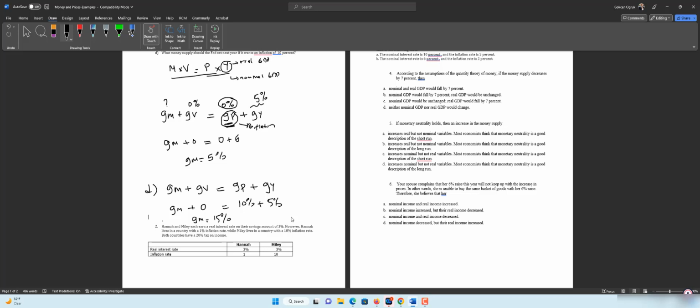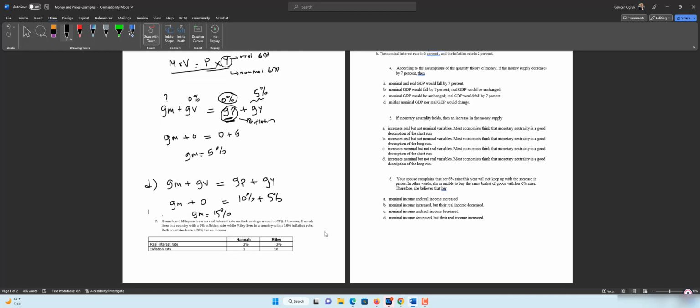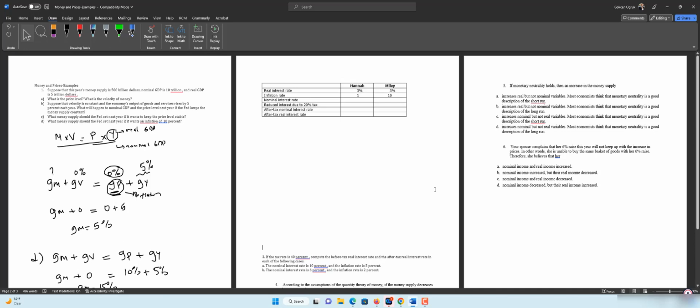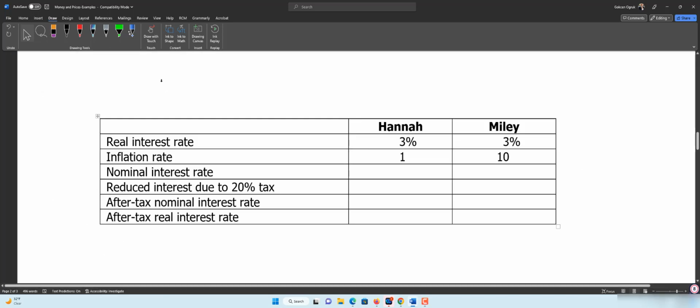Okay, Hannah and Miley each earn a real interest rate on their saving account of 3%. So the real interest rate is given. And Hannah lives in a country with a 1% inflation rate, while Miley lives in a country with a 10% inflation rate. And both countries have a 20% tax on income. Real interest rates are the same for both countries, which are 3%. And we can calculate the nominal interest rate. If you remember, nominal interest rate is real plus inflation.